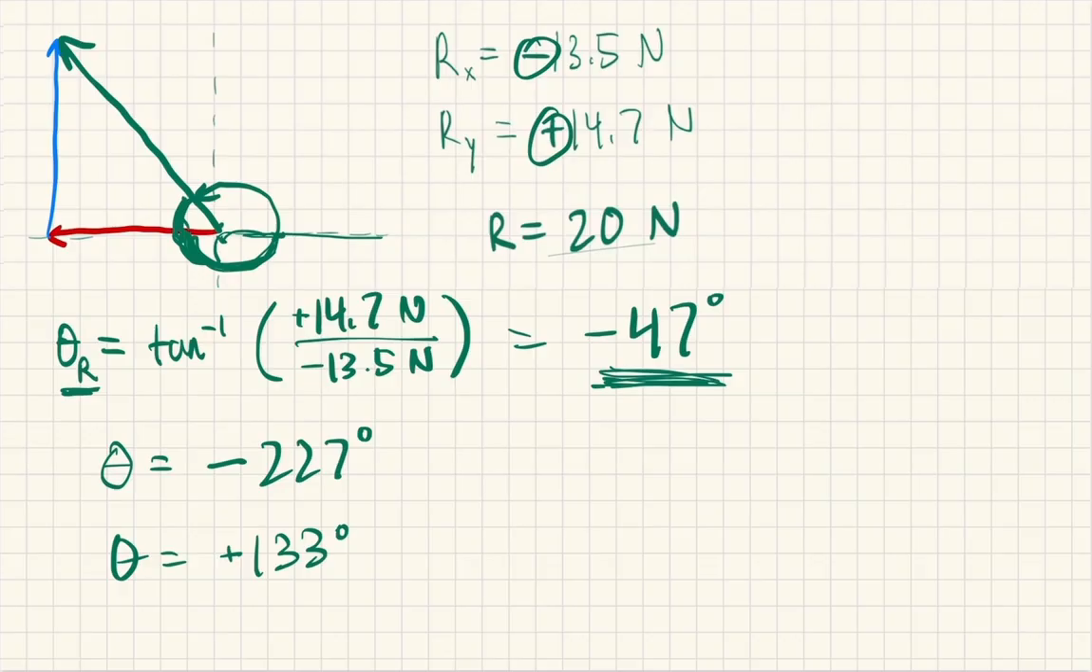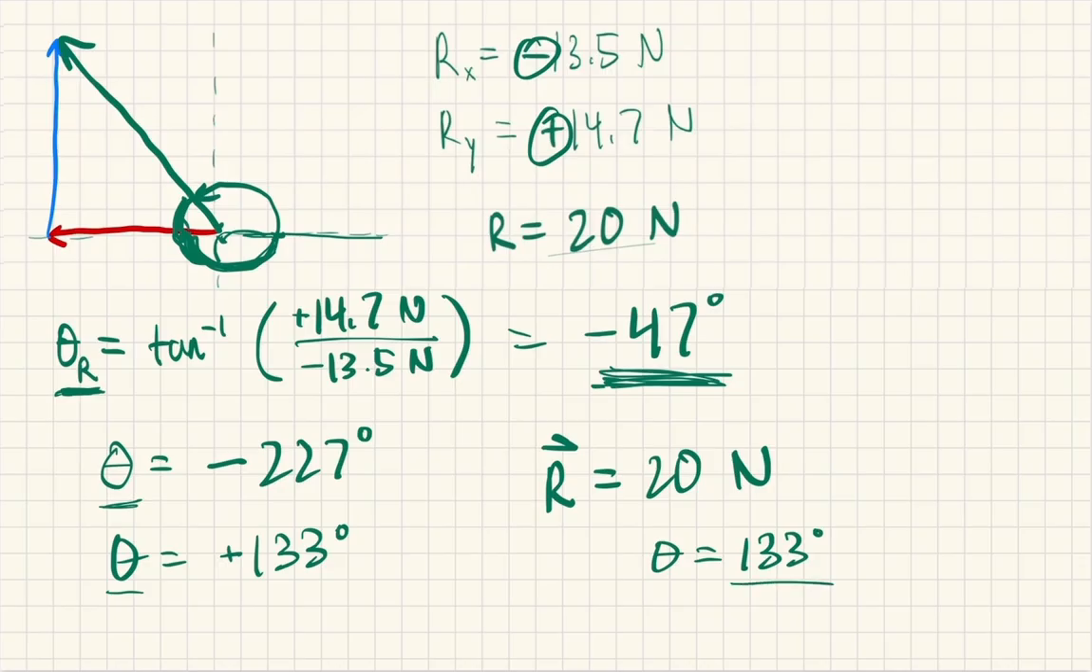Okay, so now in this case, the reference angle is not the same as the direction angle, and so the resultant vector has a magnitude of 20 newtons and is 133 degrees from the positive x-axis. Okay, and for all of these, I gave the positive angle, but if you wrote the negative angle, that would also be perfectly fine and would be correct as well.